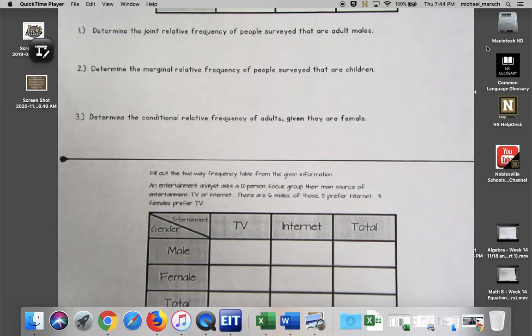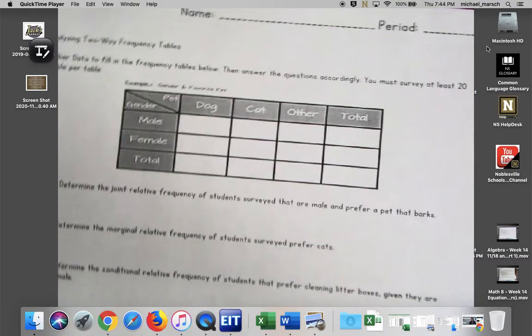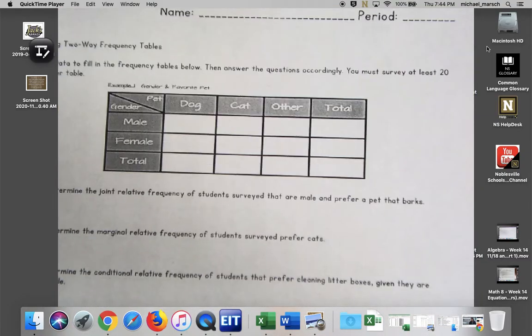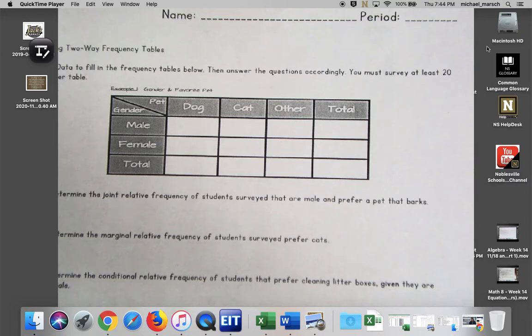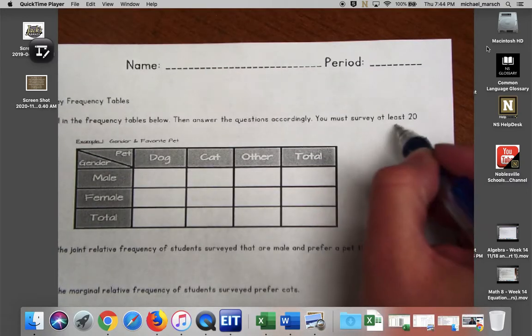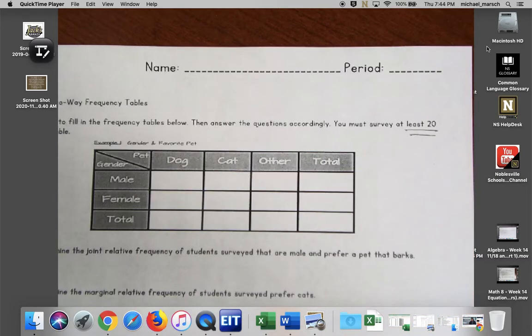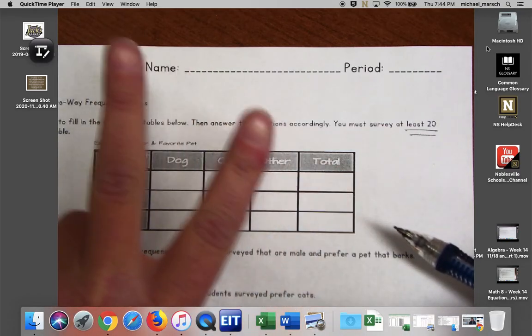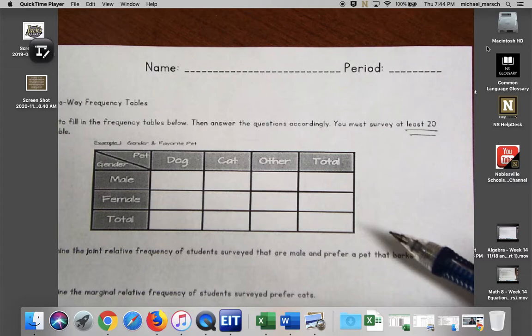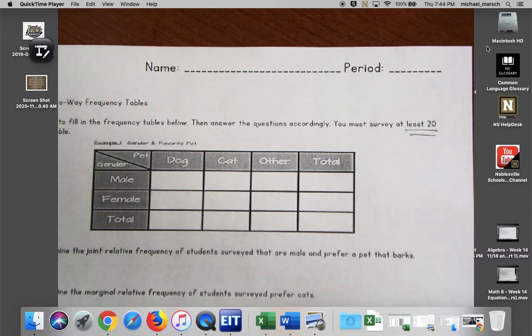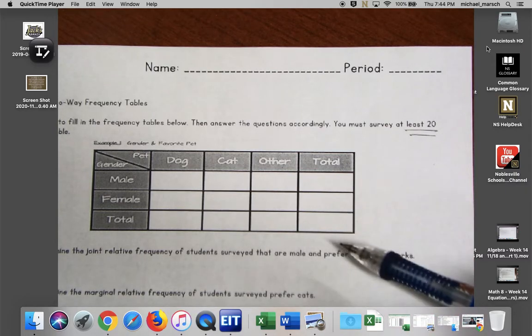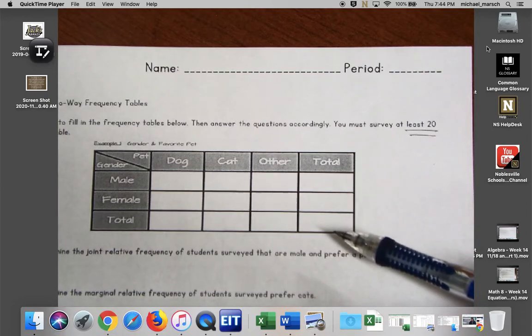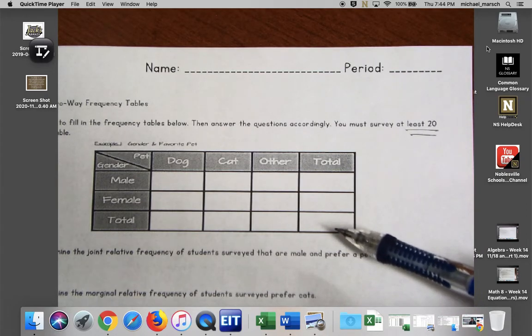Then let's look at the other page. Then you've got this awesome page. Notice that these are not filled in. Okay, so last year I had students go around and ask each other these questions because it said you must survey at least 20 people. Okay, that's not ideal right now given our situation. So you have 2 choices. See my hand? Two choices. You can survey as many people as you can about it and fill in the information and create a table, or you can make up information.